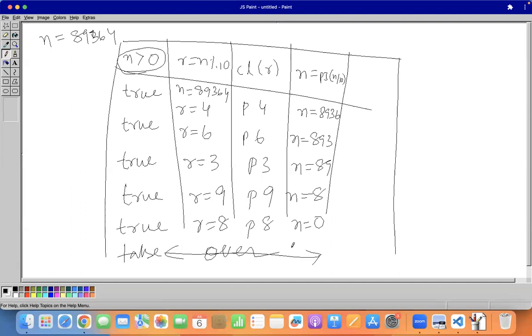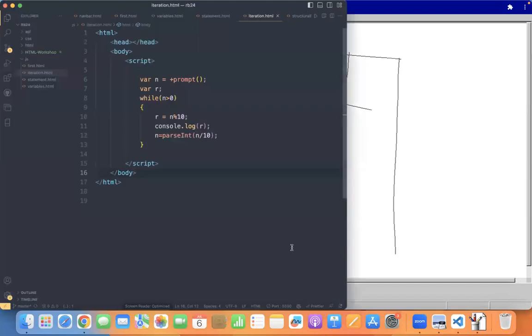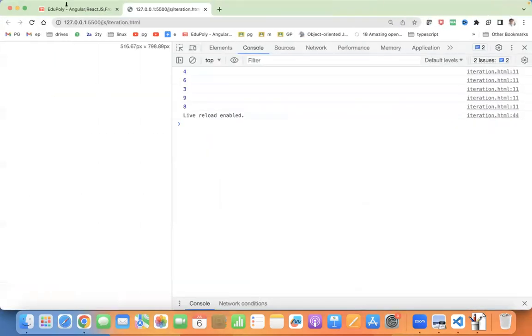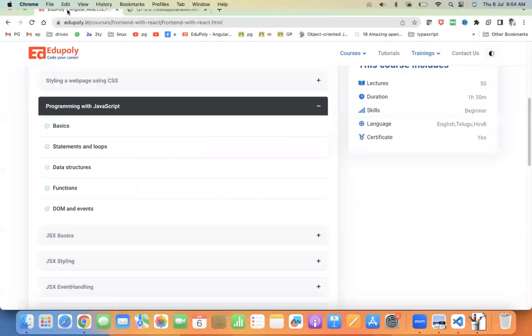At every step, what is the value of n? What is the value of r? What is the value of n? What is the value of i? What is the value of j? You have to calculate and print. This week is crucial for you. So this is how you have to understand and write logics, my dear friends. First, understand the logics, write it, practice it, question it, and implement.